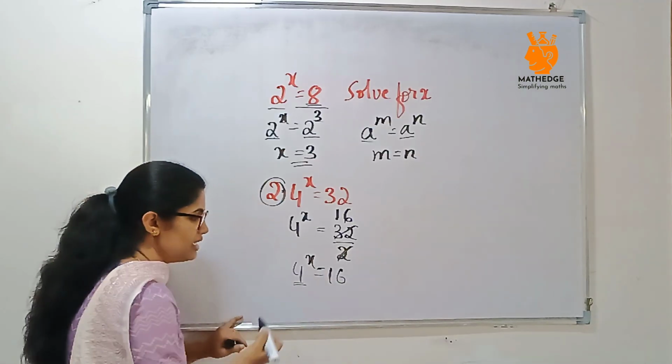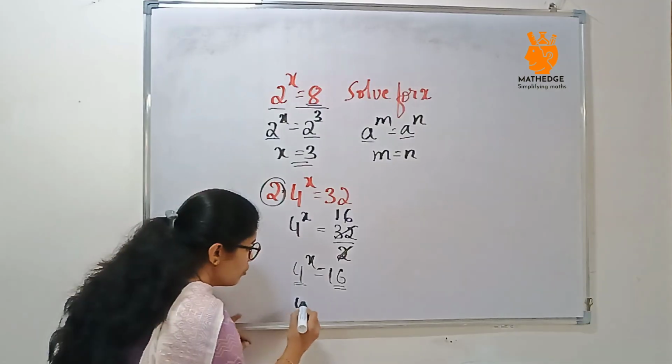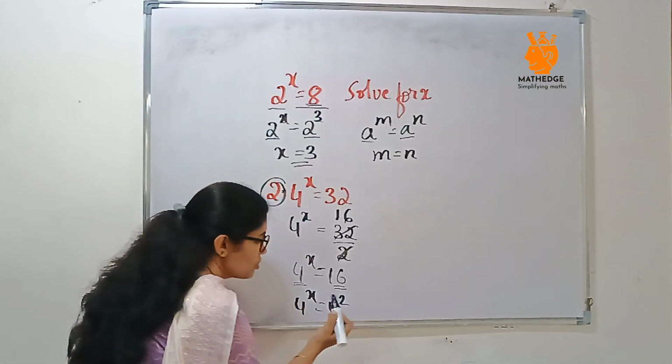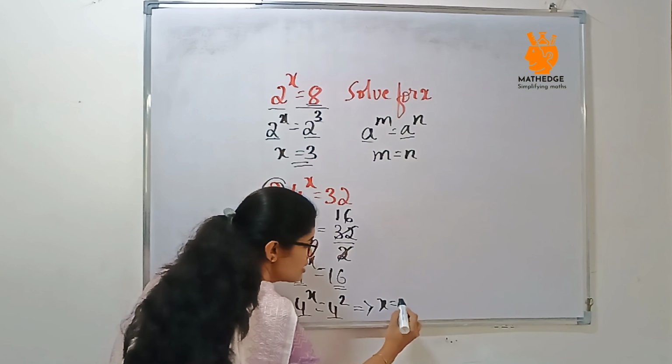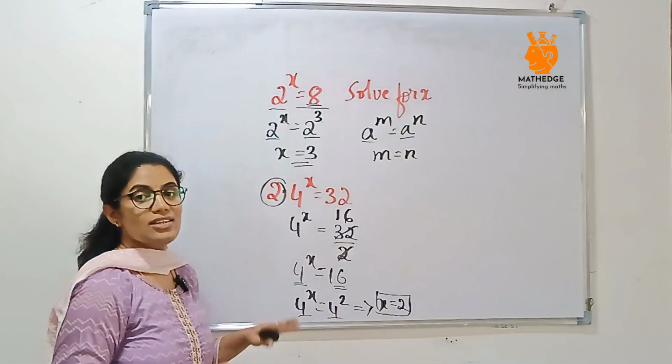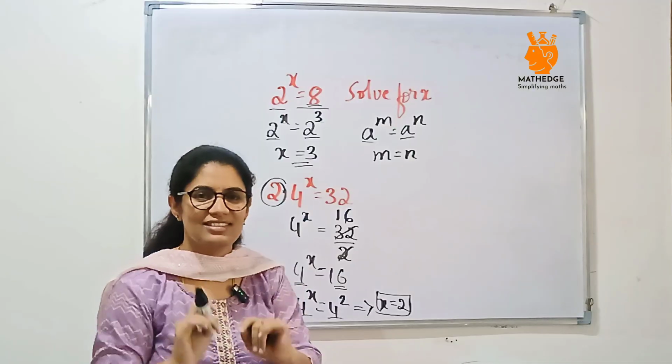Here we have base 4. So we should write 16 as 4 to the power of something. So how can we write it? 4^x is equal to 4 squared, right? Now the base is the same. Can we equate the powers? Yes. x is equal to 2. So like this we can solve exponential equations for x.